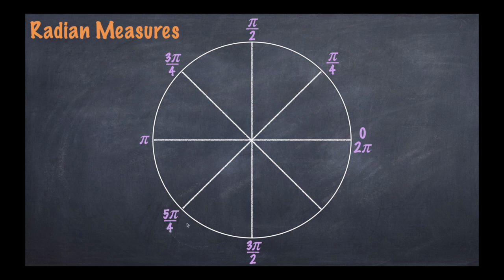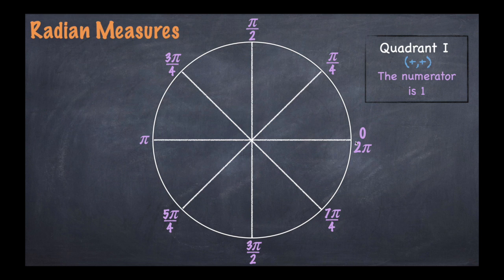Then we would be at 5 pi over 4. The next position would be 6 pi over 4, which again we could reduce to 3 pi over 2. Then we would be at 7 pi over 4. And then finally, back in this position, we would be at 8 pi over 4, which reduces to 2 pi.